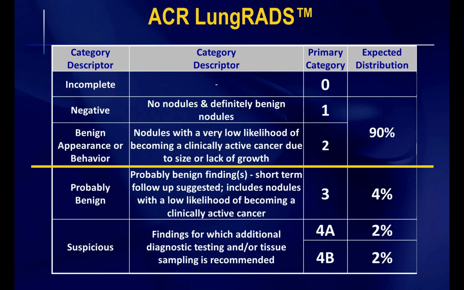This is the distribution in which you can expect CTs done for lung cancer screening to fall. It's expected that about 90% of all exams will be Category 1 or 2. That's 9 in 10 of the patients screened using Lung-RADS. And approximately 4% will be Category 3 and 2% each in Category 4A and 4B. You'll notice this does not add up to exactly 100% because there's probably a slight variance around those small numbers.